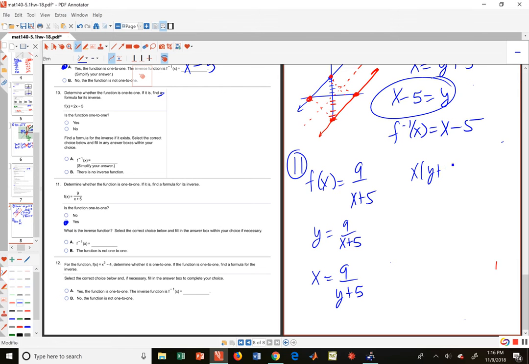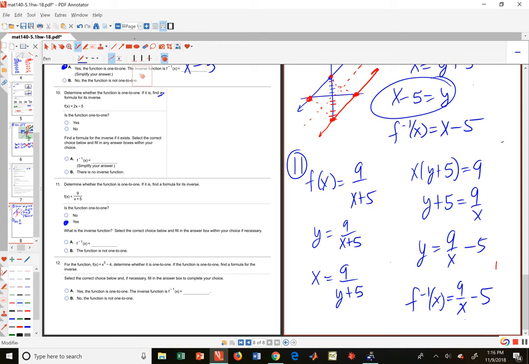So you get x times y plus 5 is equal to 9. We're trying to solve for y right now, so y plus 5 is 9 divided by x. And so y is 9 divided by x minus 5. There's f inverse. It is not what you'd expect. I mean, it is the reflection of the original function about the line y equals x. All right, so there's our answer to that one. 9 divided by x minus 5.